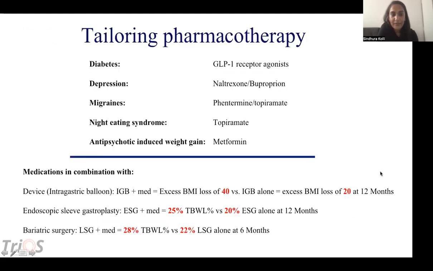And then tailoring pharmacotherapy. Sorry, Holly, I don't know which slide you wanted to start off with, but I can continue if you'd like. I can try to pick up here. We'll see. I'll let you know if it would help, which I might.